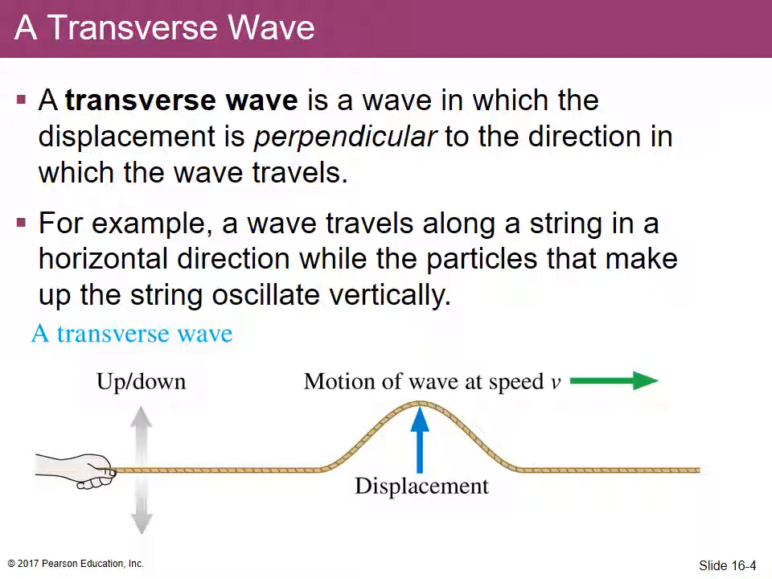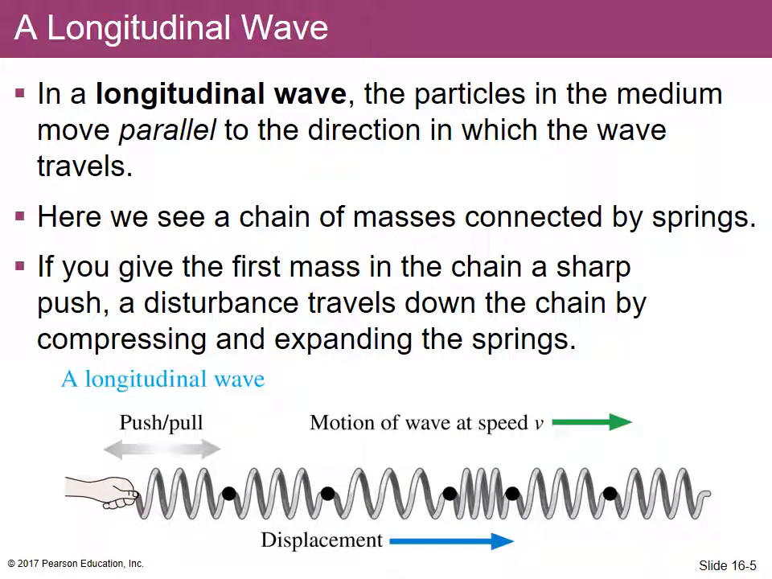A transverse wave is a wave in which the displacement is perpendicular to the direction in which the wave travels, such as the motion of a string that was flicked from one end to the other. In a longitudinal wave, the particles in the medium move parallel to the direction in which the wave travels.